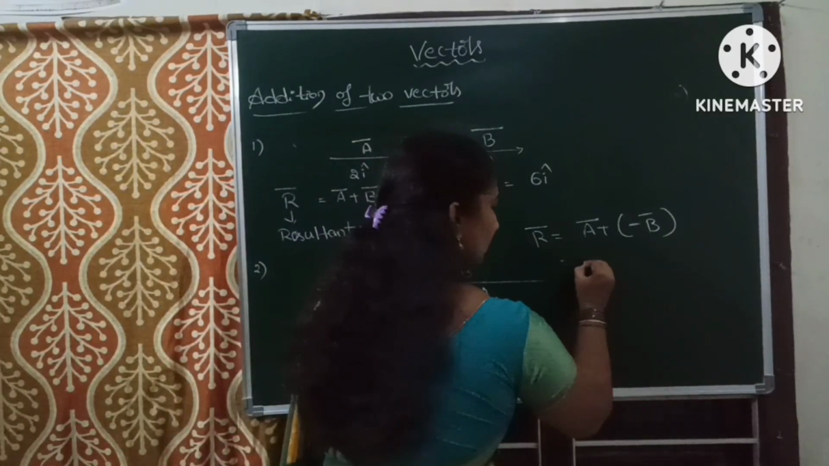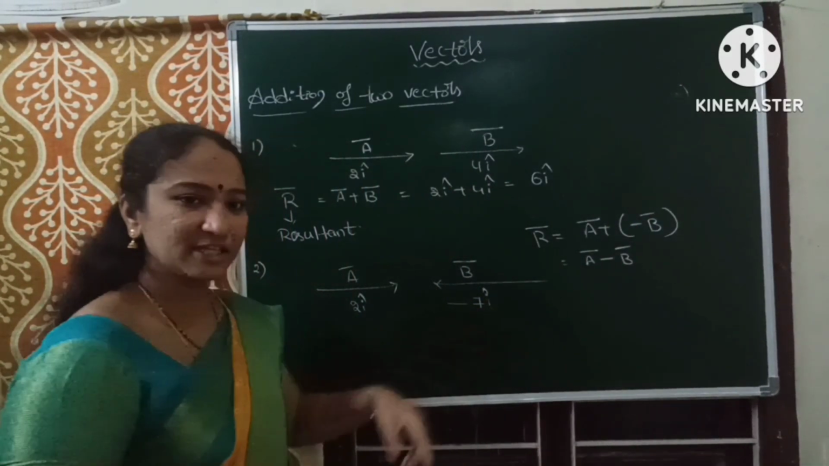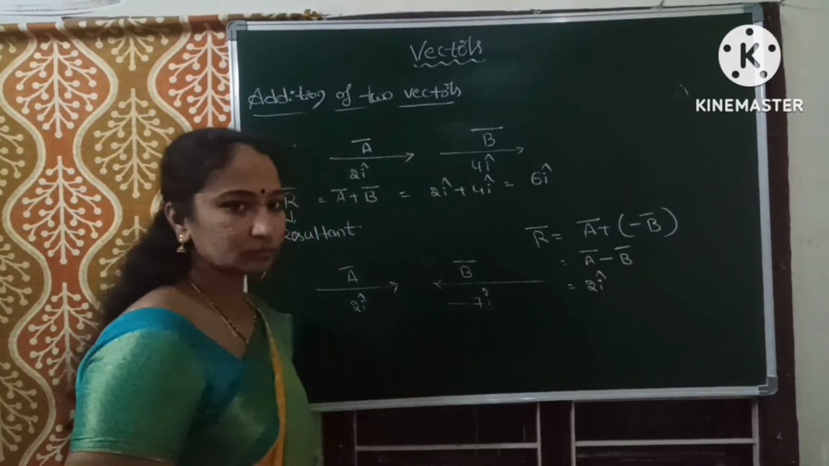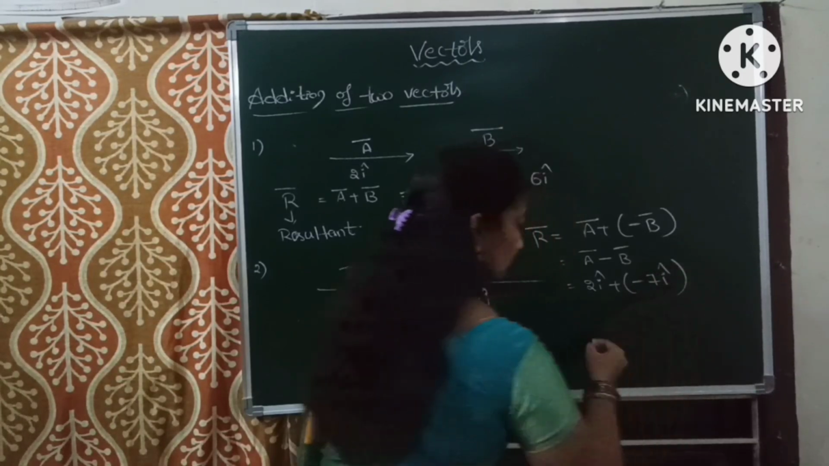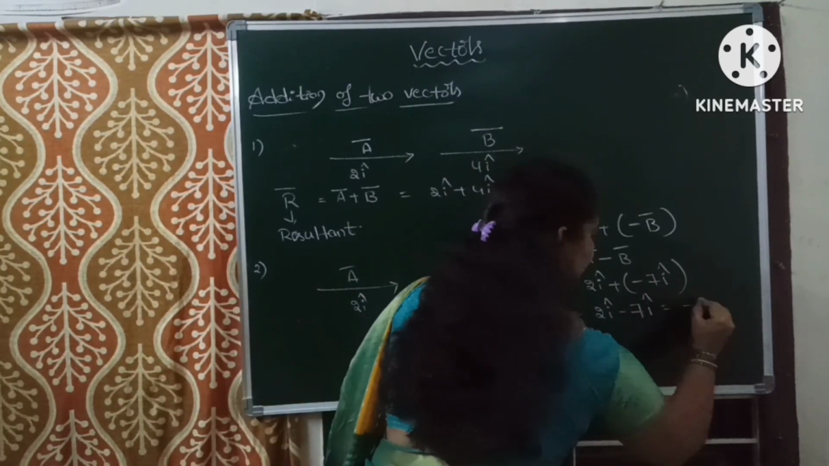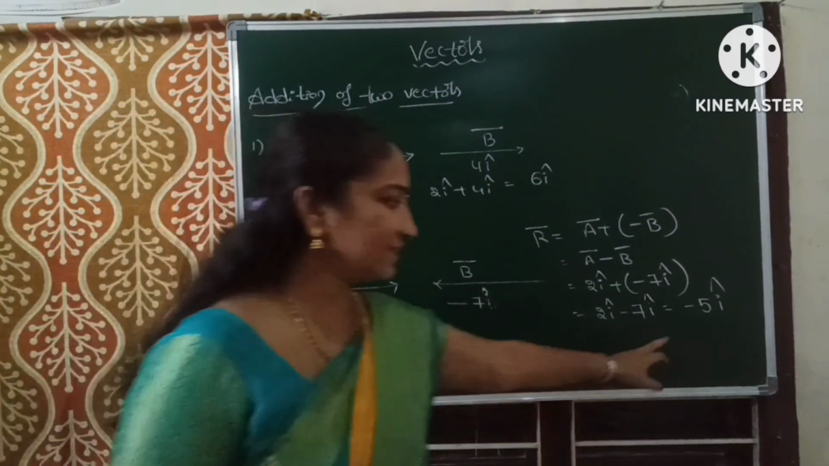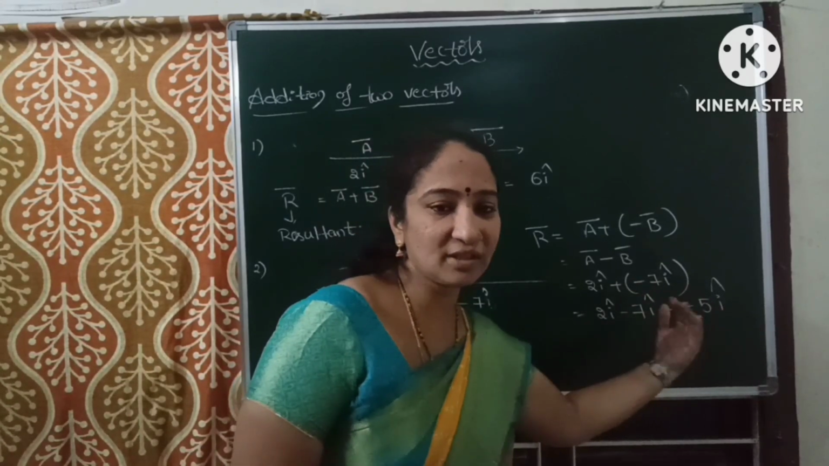Understand? So which is equal to A bar plus or minus B bar, that is A bar minus B bar. If you substitute the values here, 2 I cap plus or minus 7 I cap, so that is equal to 2 I cap minus 7 I cap. The answer is minus 5 I cap. Minus 5, 5 is the resultant magnitude here. In which direction is the resultant?